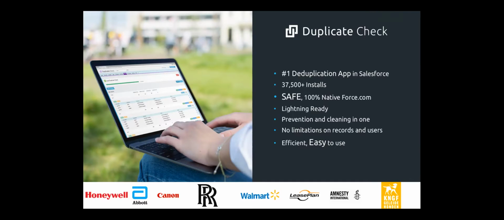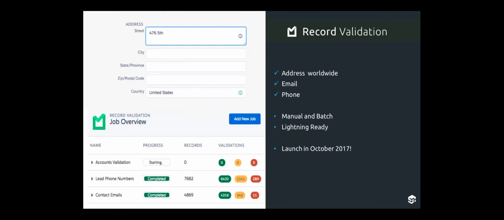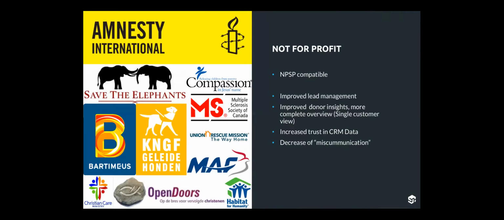So there's no limit in the number of users. So everybody can help you keep it clean. And it's very easy to use. Ruben is going to show you that in a minute. The next service we have is the validation of addresses worldwide, email addresses and phone numbers. This is a service we launched in Q4 2017. And it works both in manual entry and in batches, and is also Lightning ready. For nonprofits, it's NPSP compatible. We serve a lot of clients worldwide.